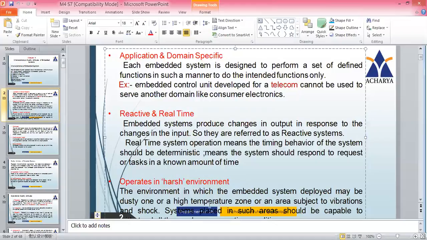Now let's go to the next point, that is operates in harsh environment. The environment in which the embedded system is deployed may be dusty, a high temperature zone, or an area subject to vibrations and shocks. In such areas, it should be capable enough to operate. So even the embedded systems should be designed in such a way that they are in a position to operate in a dusty environment, a high temperature zone, or any vibration or shock environment. Let's go to the next slide.